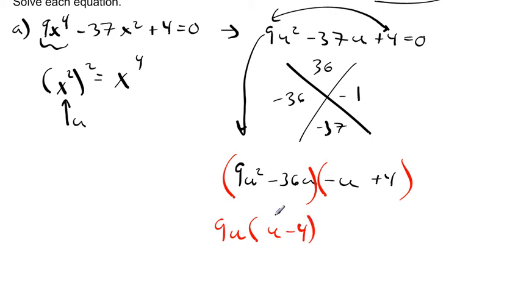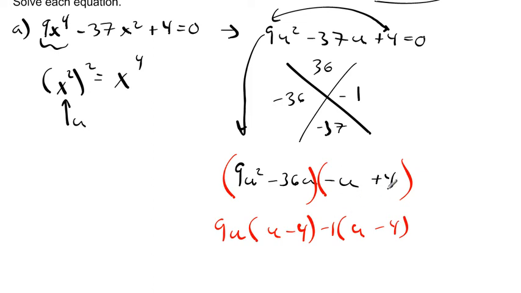Now again, this is u minus 4, and this is negative u plus 4. So I want to factor out a negative 1 because I want it to be exactly like this. I'm going to factor out a negative 1, and then I'll get positive u minus 4. And I know that's correct by doing this: negative 1 times u is back to my original.